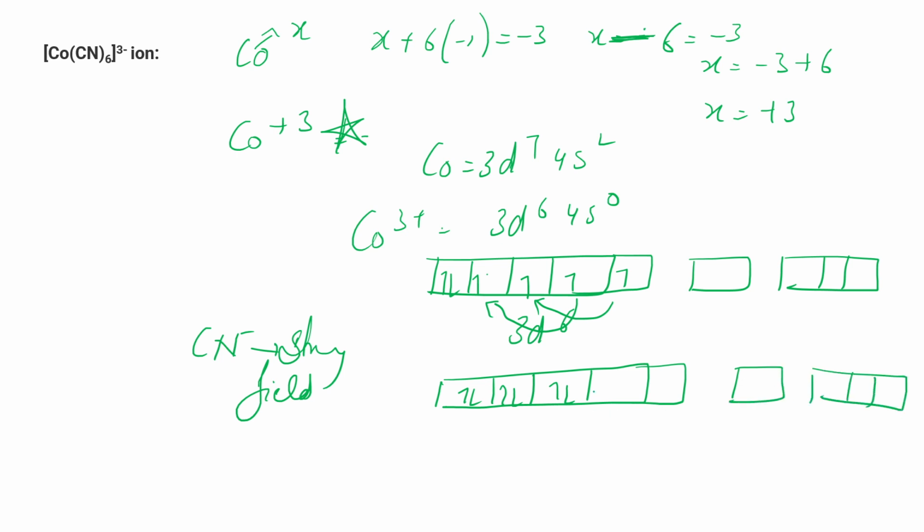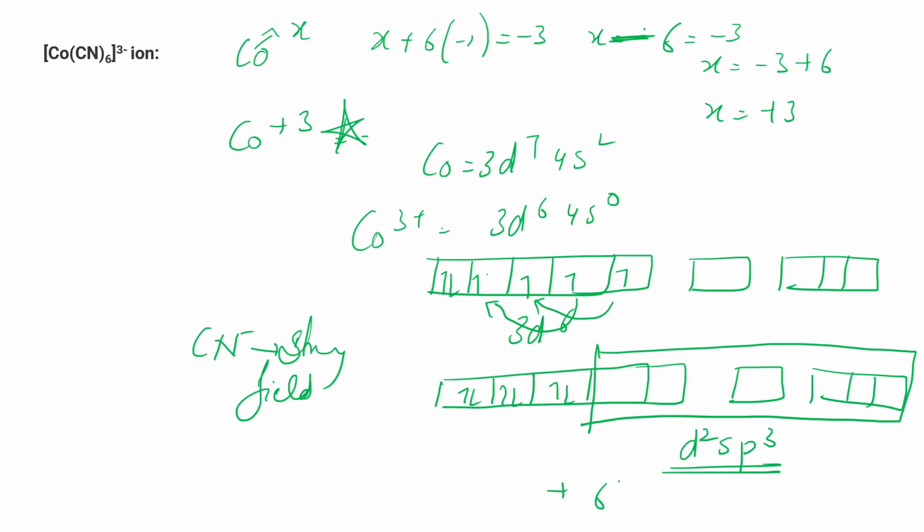This is the new electronic configuration now. Now hybridization will occur. These 6 orbitals will hybridize to give d2sp3 hybridization. These 6 hybridized orbitals will combine with the 6 cyanide ligands and do the metal complex formation. Okay.